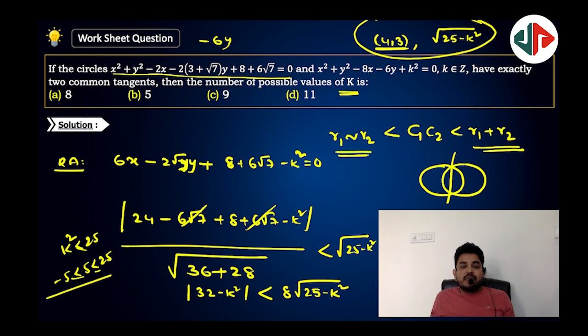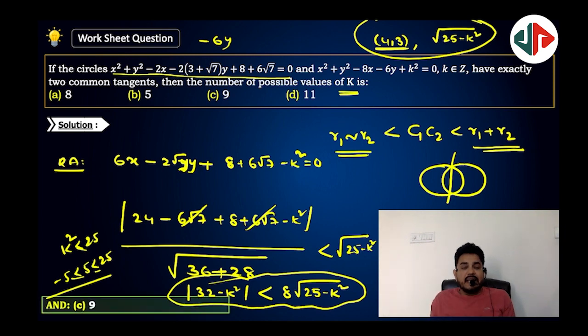Okay. So from here, what are those values? You just simplify. For this one, you are going to get the answer. So squaring on both sides, what are the possible values?